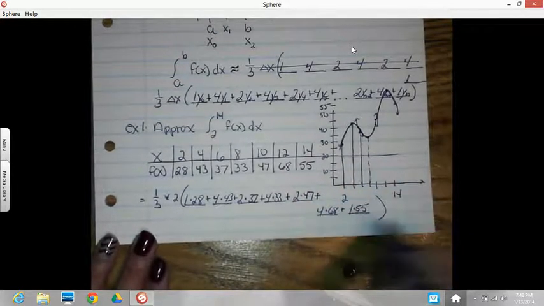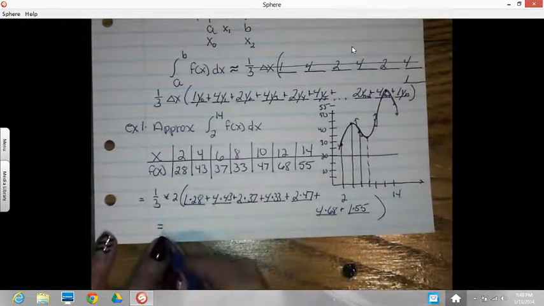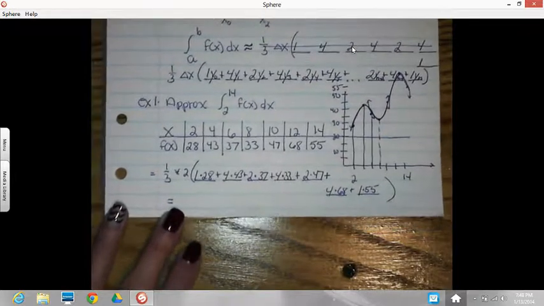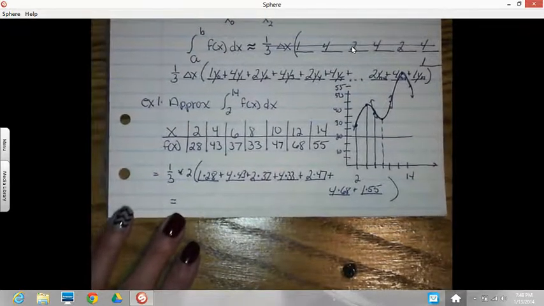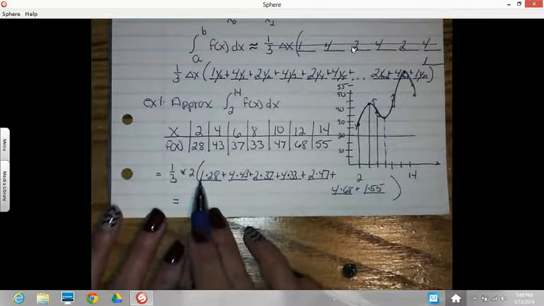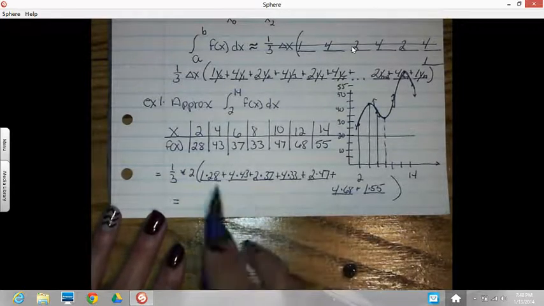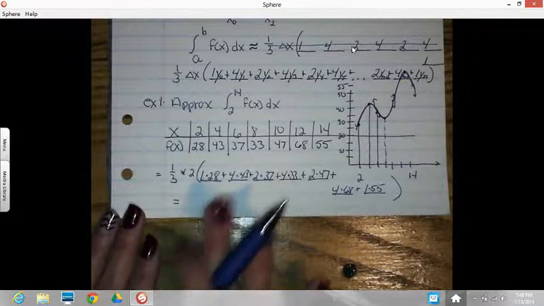Okay, right there, all plug and chug. There's nothing too complicated in there. I think everybody can get that one. If you do that correctly, you get something I don't have written down, of course. I'm not going to type that in for you. I think you can do that. 1/3 times 2, parentheses, all that just like you see it. We'll call that good. So that's your Simpson's rule.